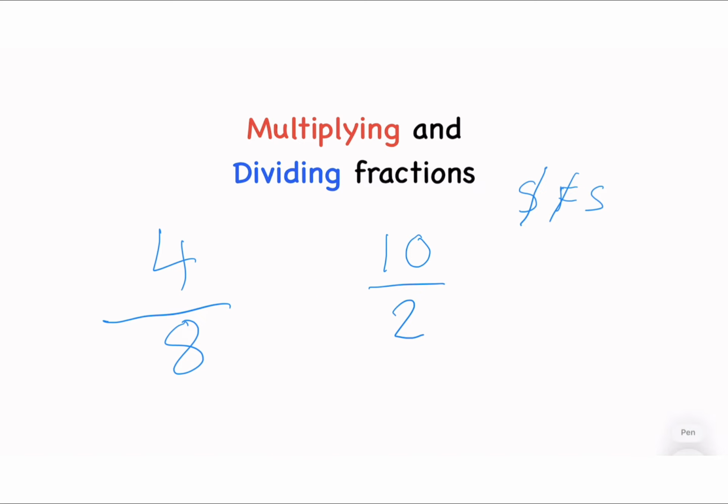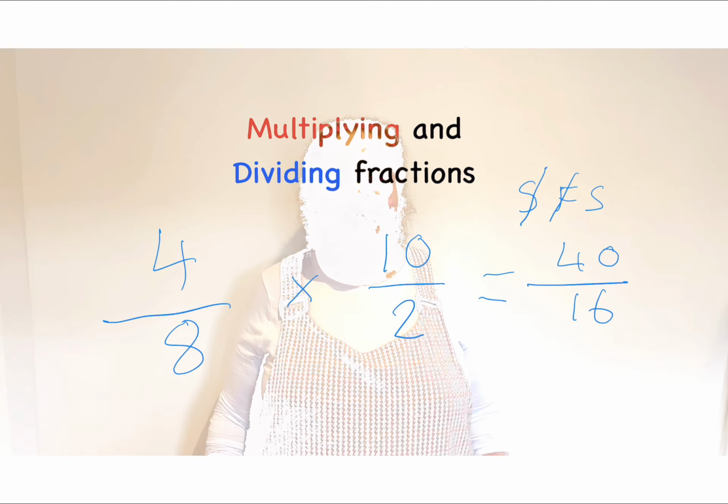So my question is not a division. It now becomes a multiplication. 4 times 10 is 40. 8 times 2 is 16. And then we can change that into a mixed number.